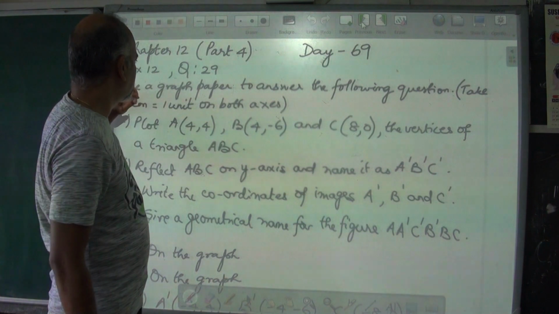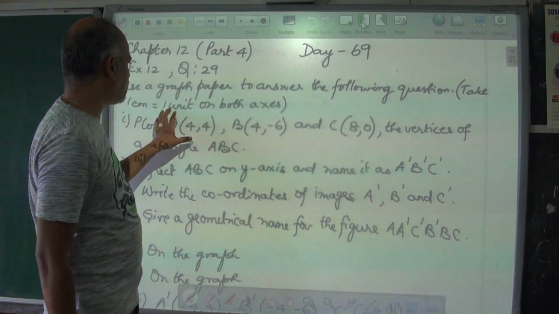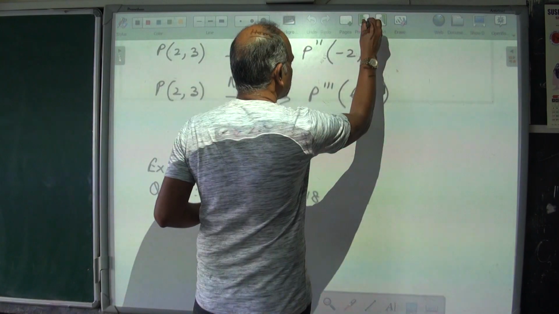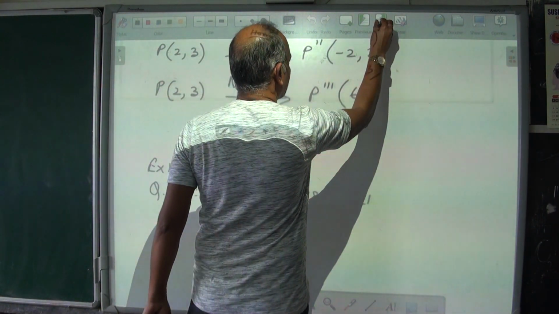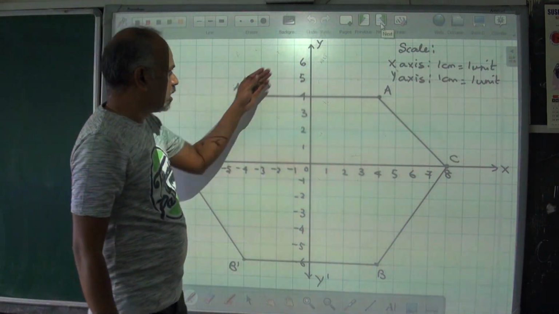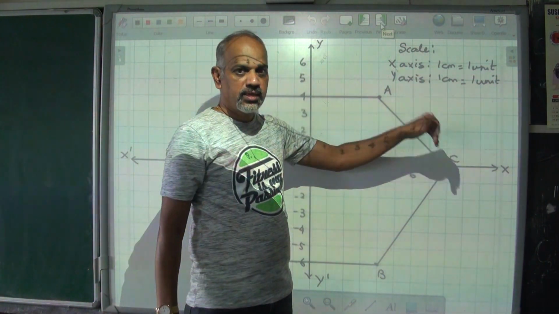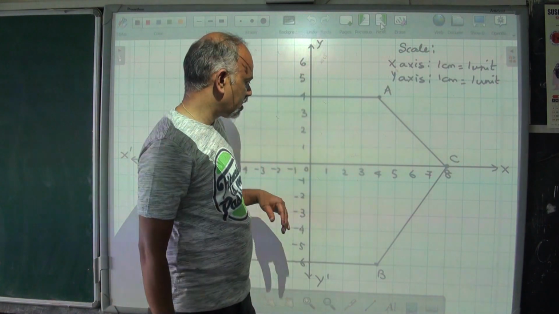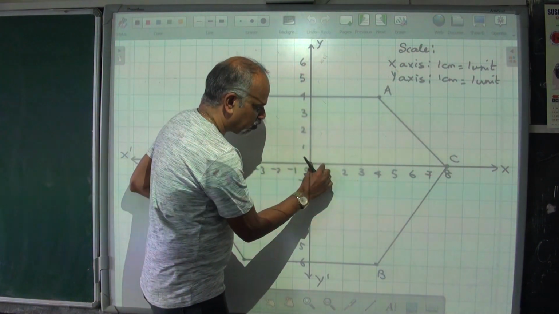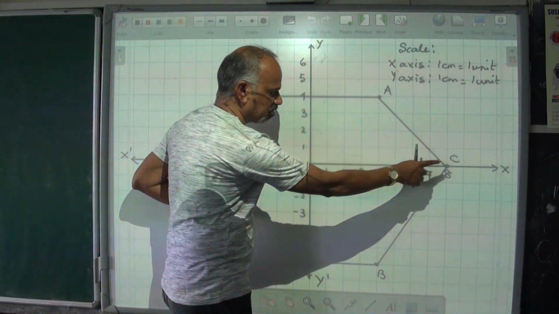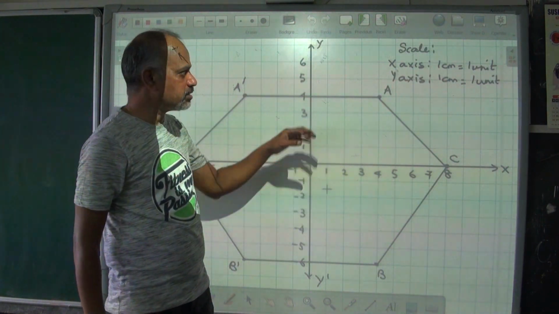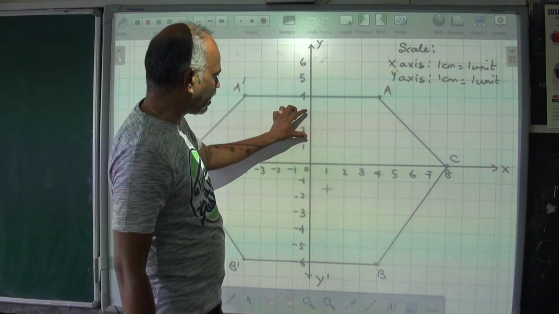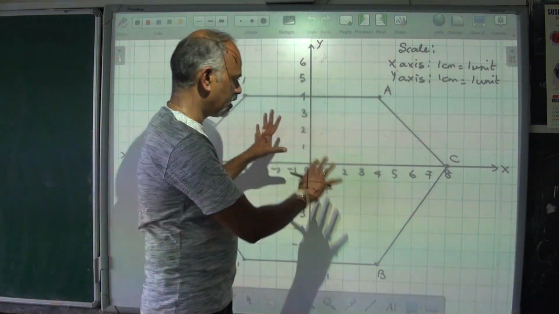First thing is, use a graph paper to answer the following question. Take 1 centimeter equals 1 unit on both axes. So that's what you have to do first. I've already done the graph, just see. This is your y-axis, this is the x-axis. The scale that was given in the question is, use 1 centimeter equals 1 unit on both the axes. I have taken 1 centimeter as 1 unit. This is the division that is done on the x-axis, similarly on the y-axis, and write down the scale. The scale is, on the x-axis, every 1 centimeter is 1 unit, and on the y-axis, every 1 centimeter is also 1 unit. That's the graph.